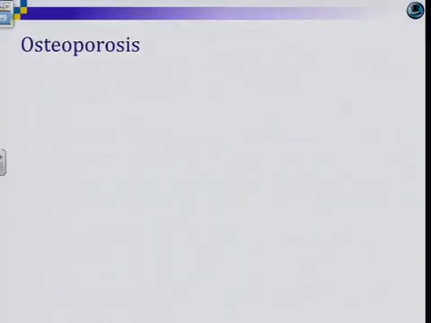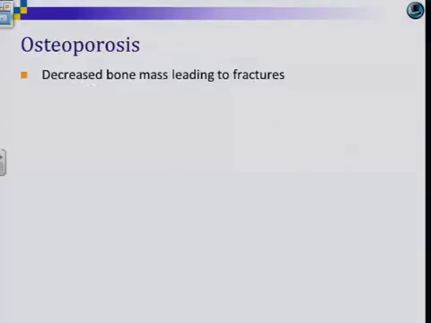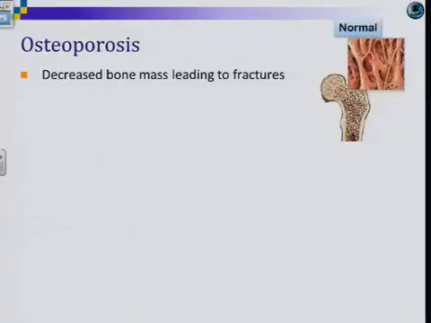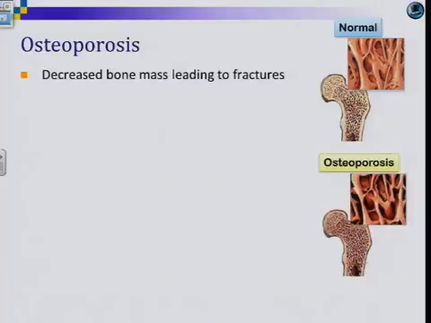Okay, and that brings us to osteoporosis. Osteoporosis is a decrease in bone mass leading to fractures. If you take a normal bone and dissolve the protein, the cells and everything out of it, and just look at the mineral matrix, it looks something like this. And an individual with severe osteoporosis will have a much more open structure.